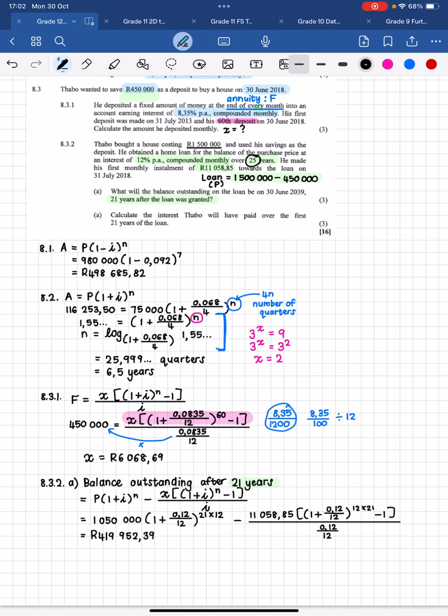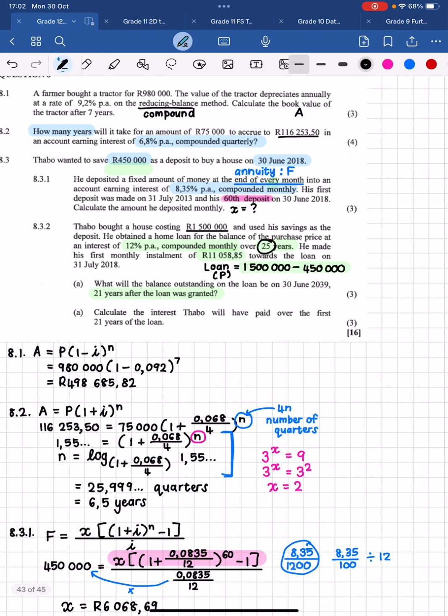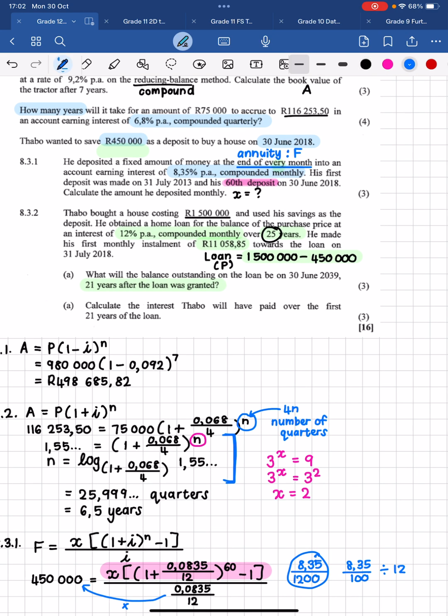Okay, now I want to talk about 8.3.2b. Guys, this question threw a lot of people for a loop when they saw this, teachers included. I was very lucky because this was in the textbook that we use. So I had actually taught my class how to do this, and I just thought everyone also did it. But turns out that that wasn't the case. It's also saying A here, this should be B, right? Calculate the interest Thabo will have paid over the first 21 years of the loan.